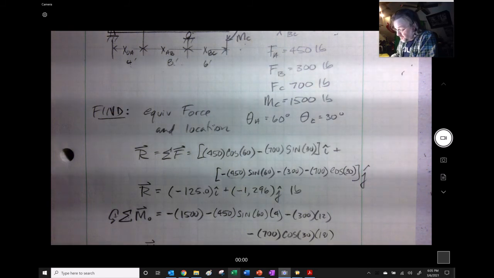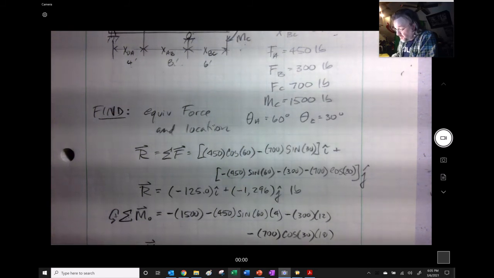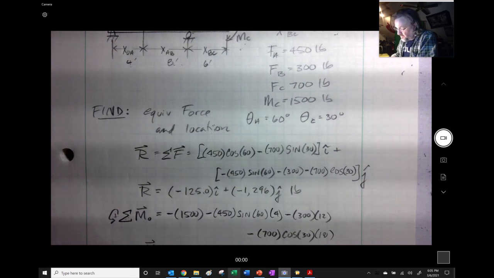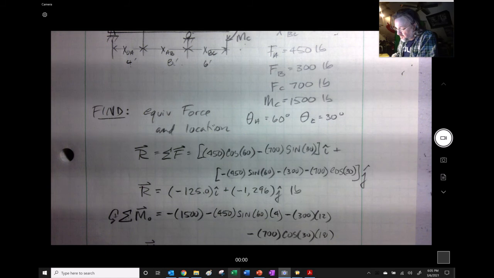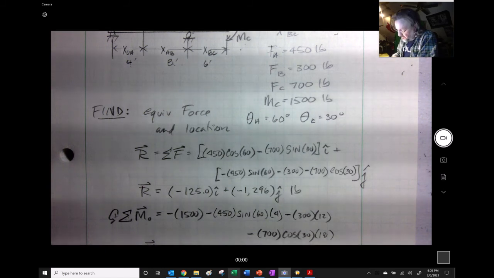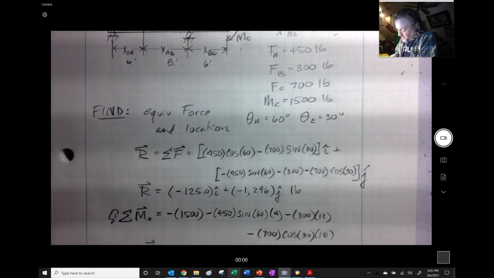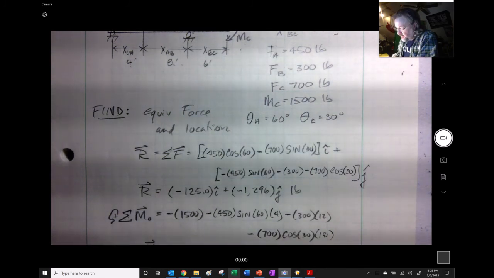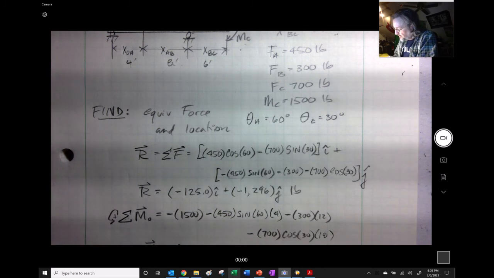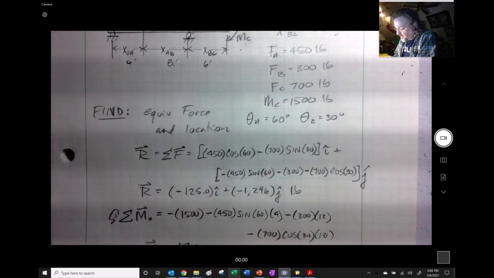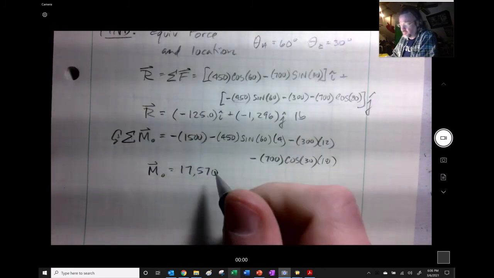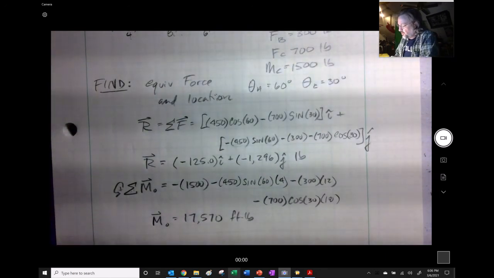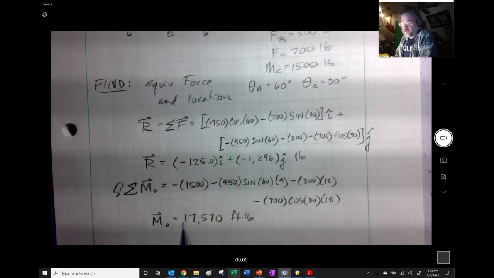Times 4, right? So then we have 312, and then 700 and the cosine of 30, and then multiply that by 18. Boom. So we get something large. We get 17,570 foot-pounds.